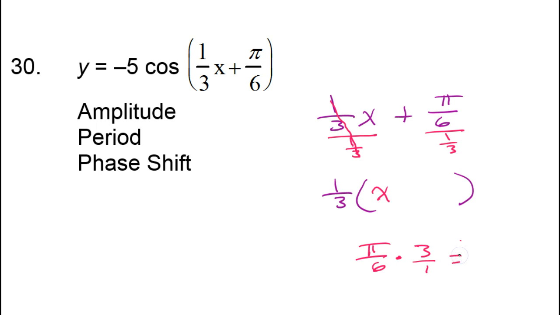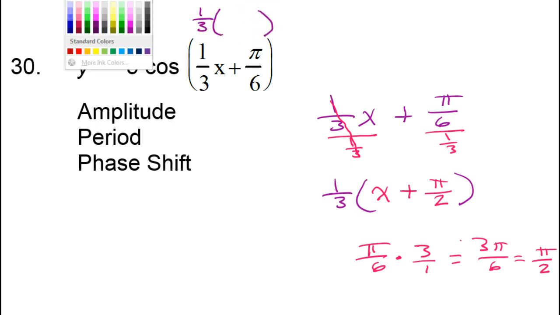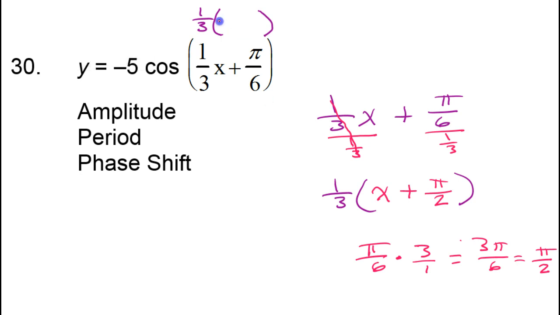So this is like having 3 pi over 6. 3 goes into 6 twice, so this is pi over 2. So I will have x plus pi over 2. And this is the real phase shift. So just be careful. When I create my function in a moment, I'm going to rewrite this part as 1/3, and then just like I have right here, I'm going to have x plus pi over 2. And this is where I will look for the phase shift.